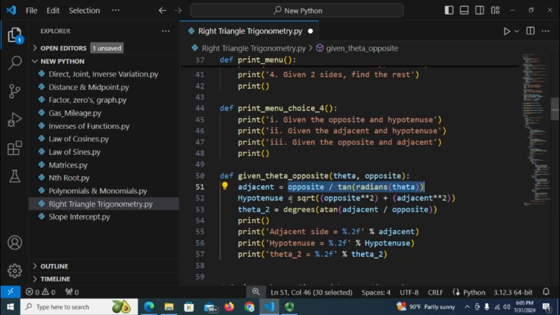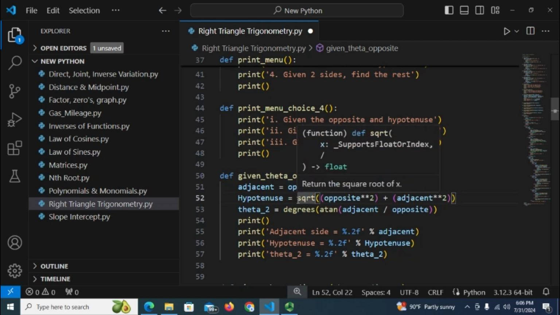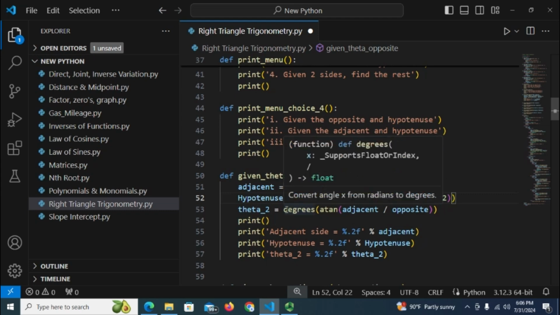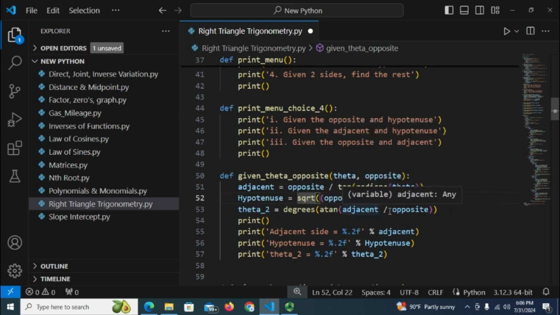Adjacent is opposite over the tangent of theta, and then hypotenuse is a squared plus b squared, right? So that would be the square root of opposite squared plus adjacent squared, and then theta 2 is arctan of adjacent over opposite, and that's in degrees. And then we print the results to the user. That's what we're doing in these functions.